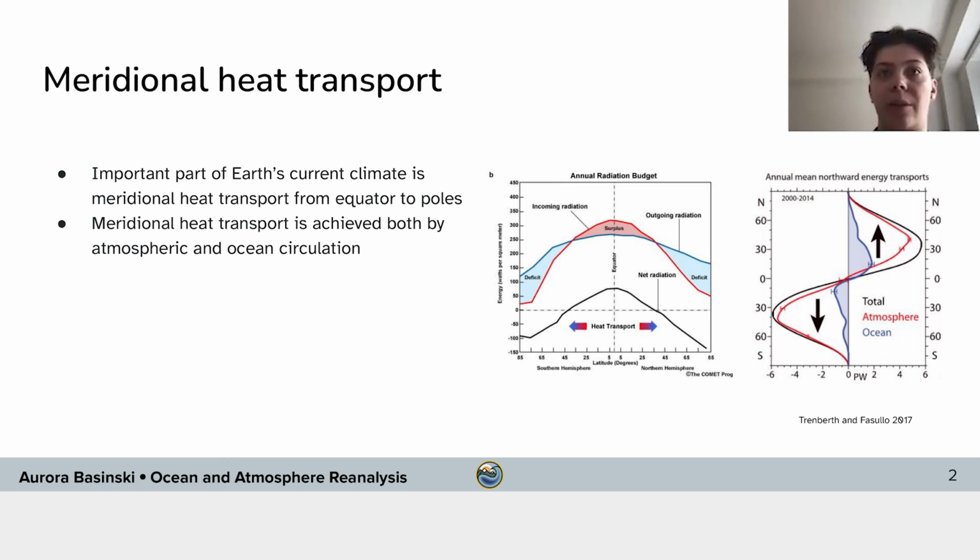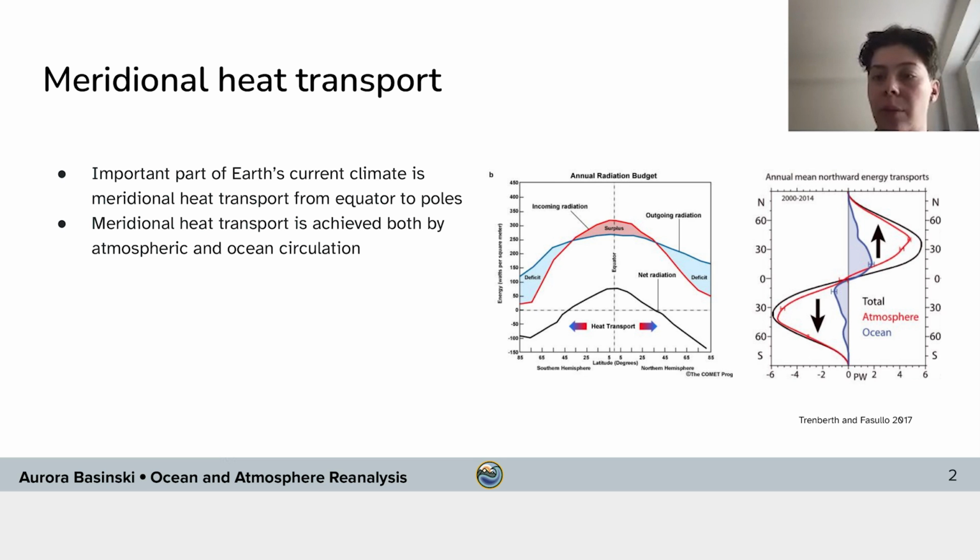The plot on the left is a plot that you've already seen before. We see the incoming and the outgoing radiation. And this implies that there's a heat transport by the climate system. For example, at the poles, the incoming radiation is much less than the outgoing radiation, and this is because there's transport from the equator to the poles by both the ocean and the atmosphere.